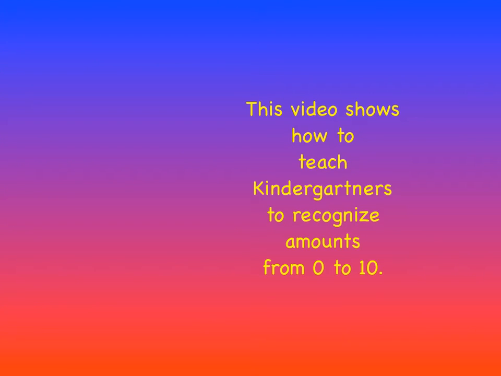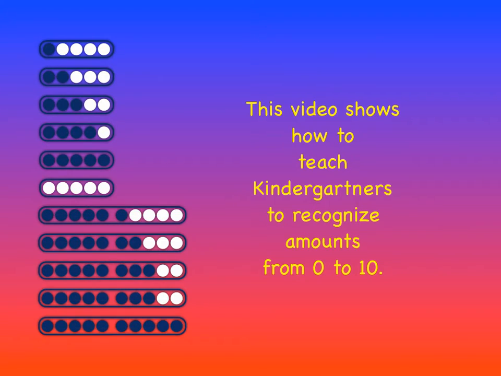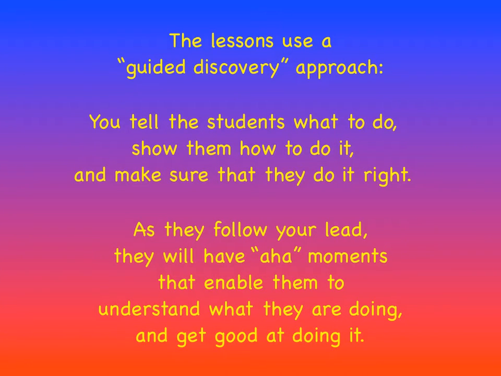This video shows how to teach kindergartners to recognize amounts from 0 to 10. The lessons use a guided discovery approach. You tell the students what to do, show them how to do it, and make sure that they do it right. And as they follow your lead, they will have aha moments that enable them to understand what they're doing and get good at doing it.